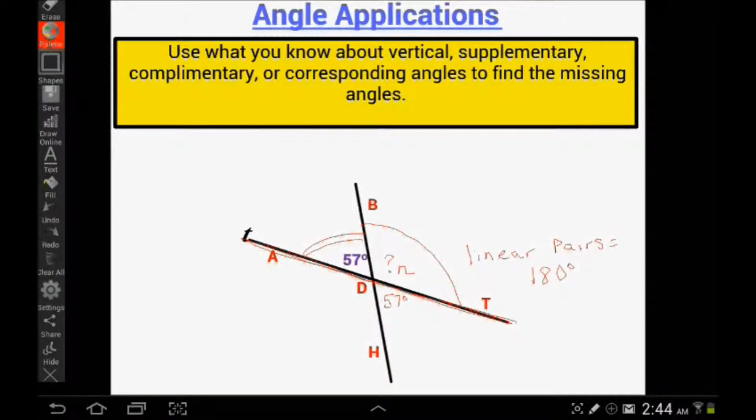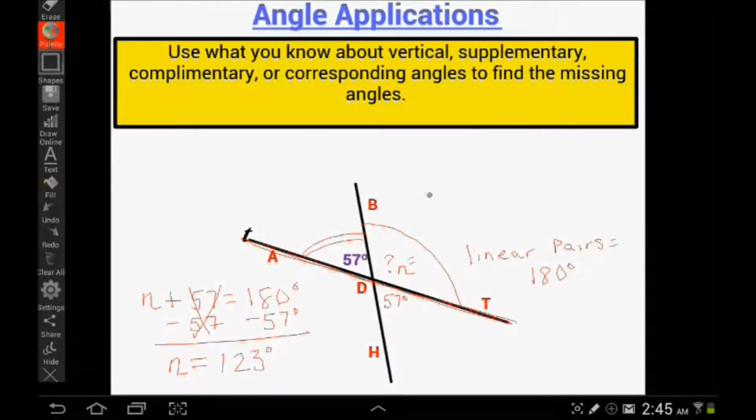And so now what you have is n plus 57 is 180 degrees. And we know that those angles make up a linear pair, which means they are supplementary, and now it's just a matter of solving the equation for n. So to solve this equation, we're going to take away 57 degrees from both sides. These cancel off. Those are called the additive inverse. n equals the difference of 180 minus 57, and the answer comes out to 123 degrees.